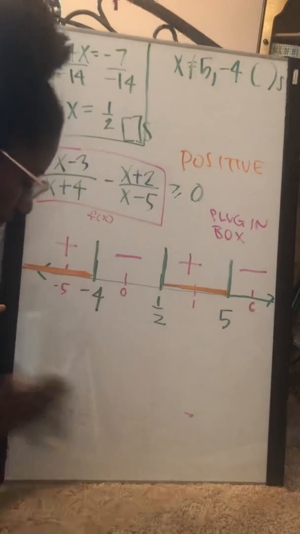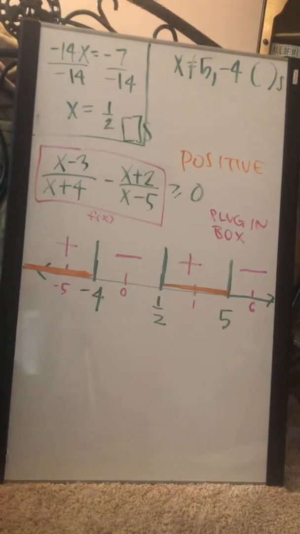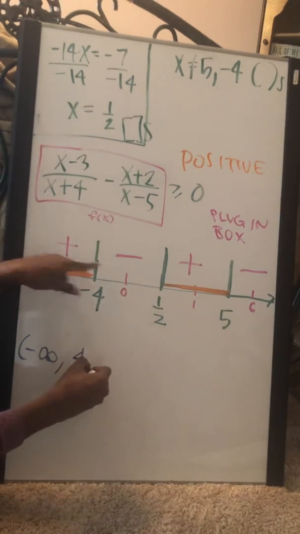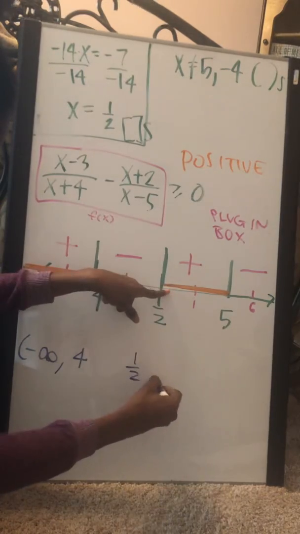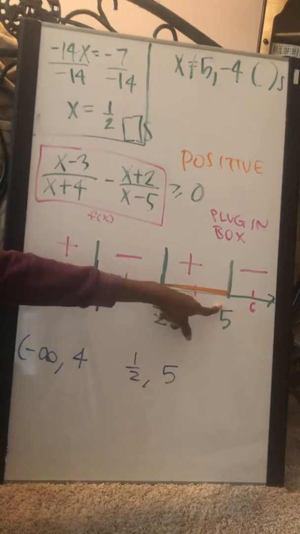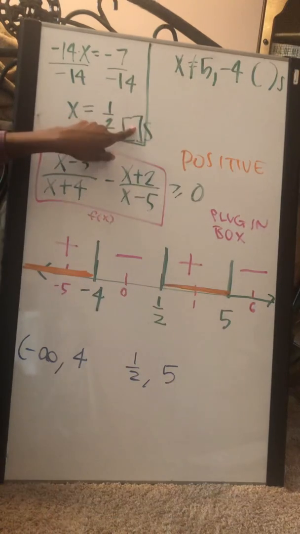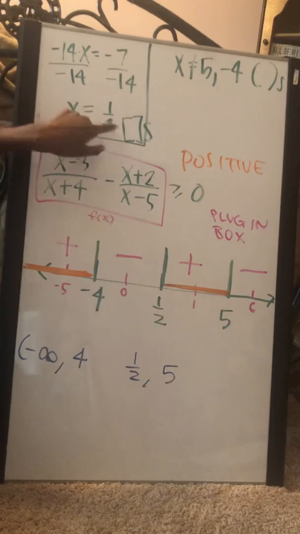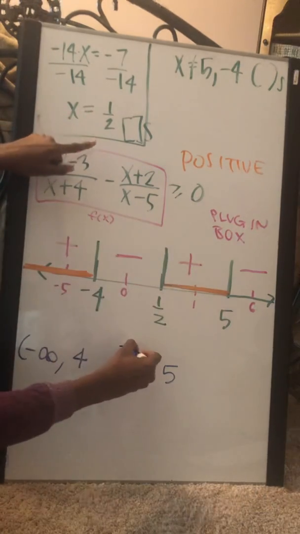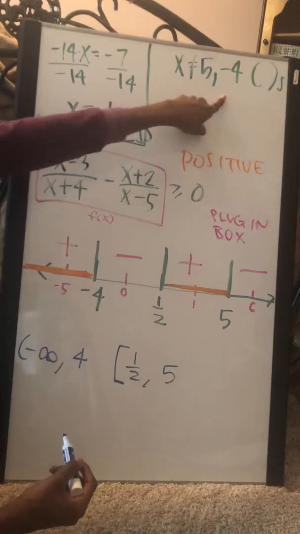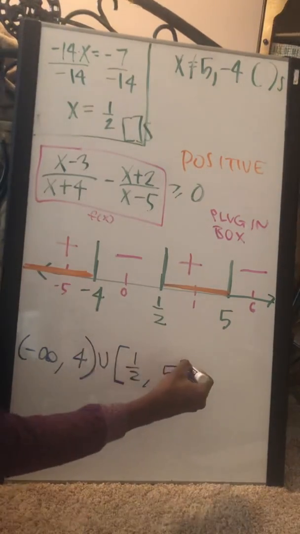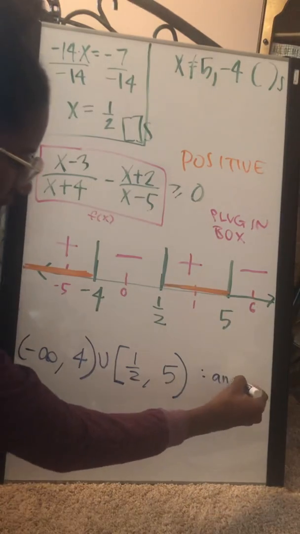So now if we were to write this in interval notation, that's going from negative infinity all the way to 4. And then starting at a half all the way to 5. So we have to look back at our brackets and parentheses to see. This was when we solved our inequality after we made it an equal sign, and because there's a line there, we use brackets. And then these are what makes our problem undefined, so we need to use parentheses for those. Okay, and that would be our final answer.